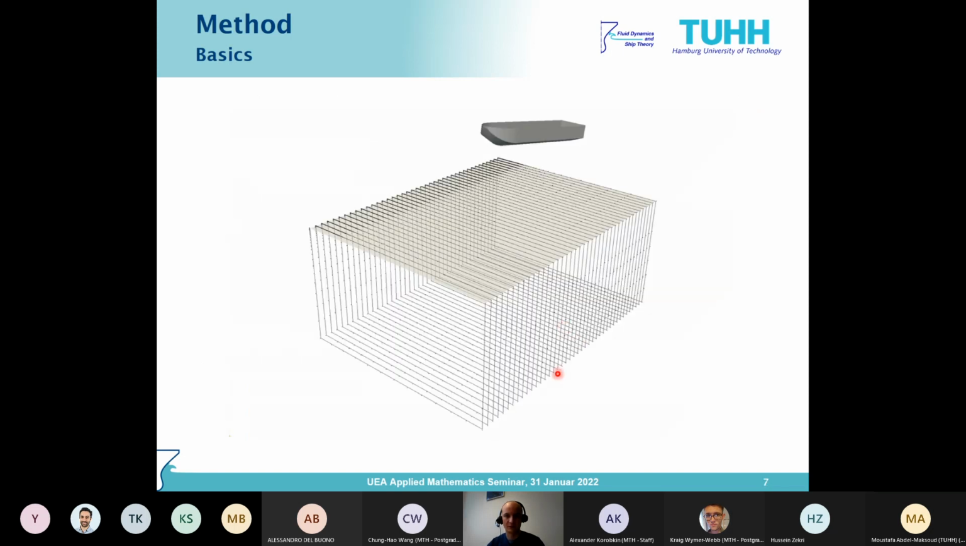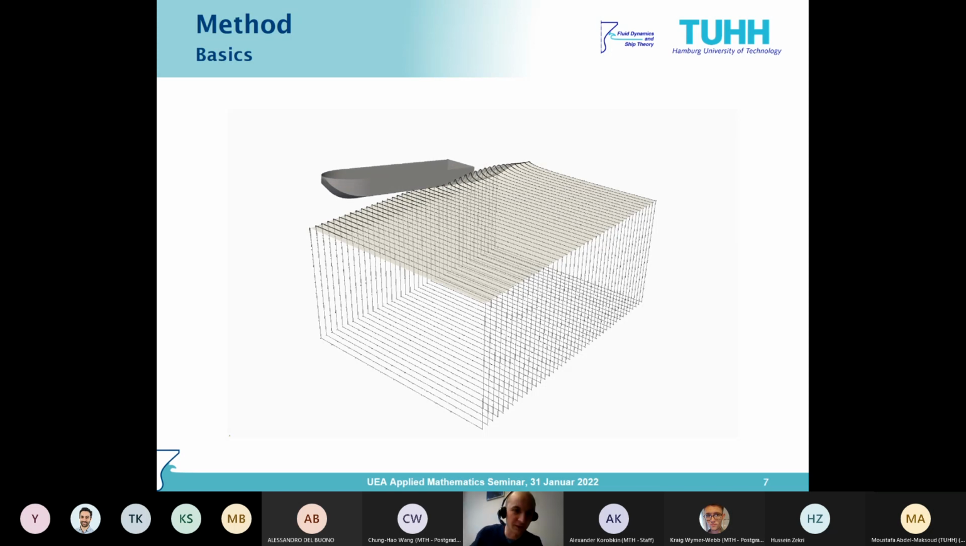So here's an animation I'd like to show you. I hope this goes quite okay over the internet. Now there is the ship hull which moves into the fluid domain, and it causes a flow in each of those cross sections. And you can see that the time development in each of those cross sections yields also an approximation of the three-dimensional flow.